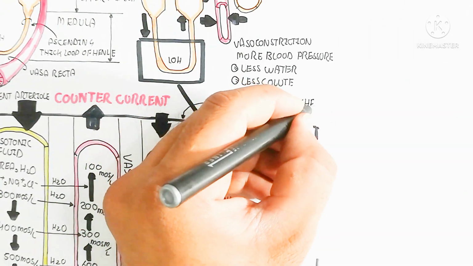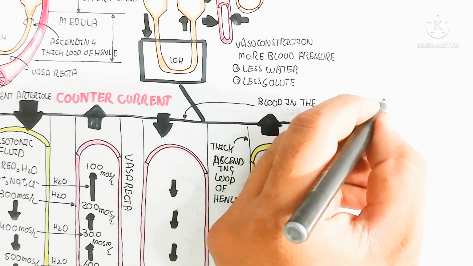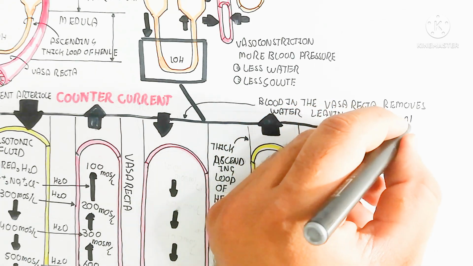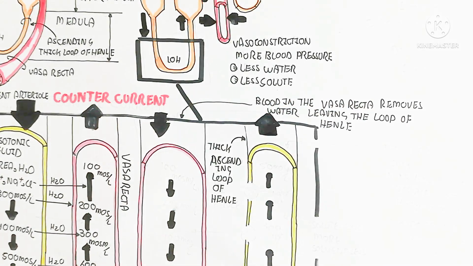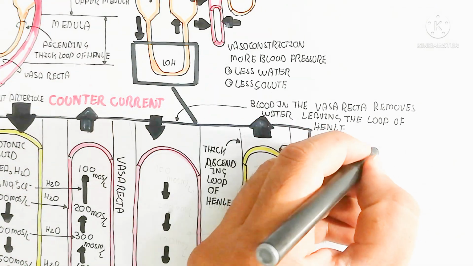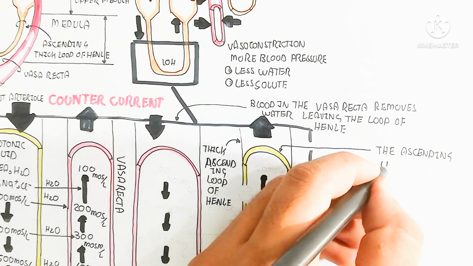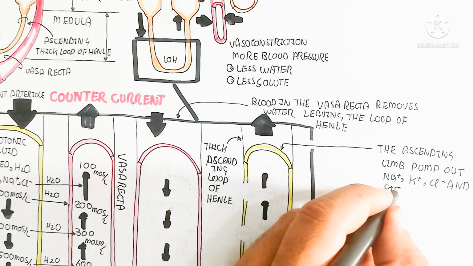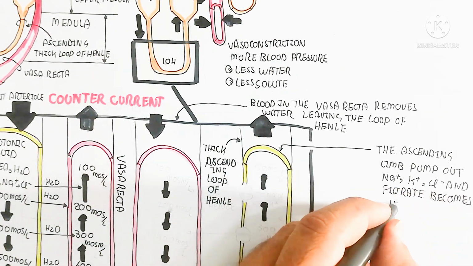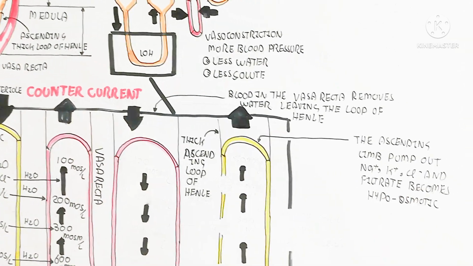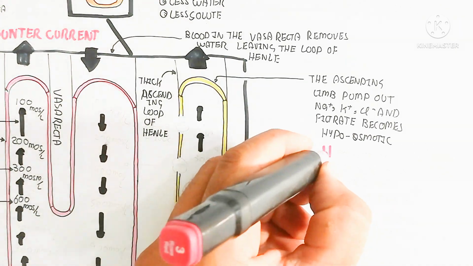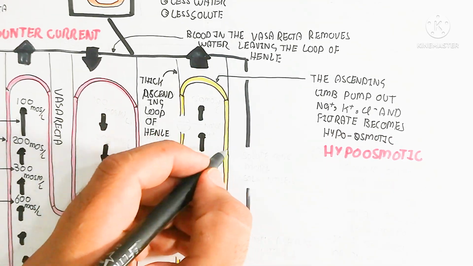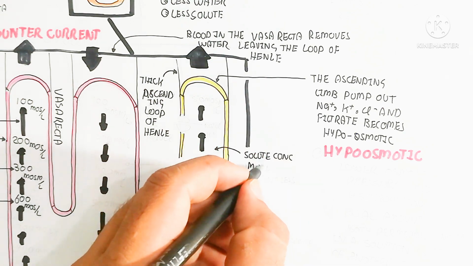So here you can see the solute decreased due to the absorption of water from the descending loop of Henle, which will lead to a decrease of the milliosmol per liter, because when water increases the milliosmol per liter decreases, while when the solute increases the milliosmol per liter increases. Then the ascending limb pumps out sodium, potassium, chloride, and the filtrate becomes hypoosmotic. What does that mean? Let's first begin to understand the concept of hypoosmotic.